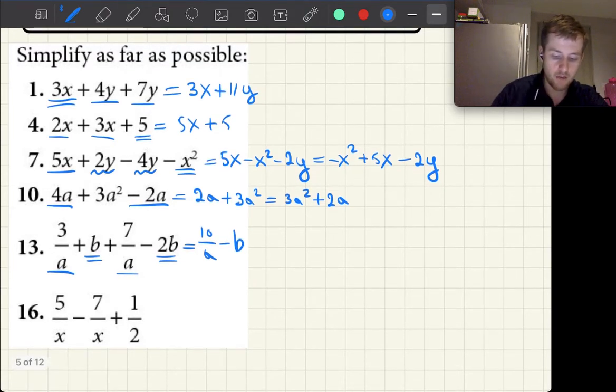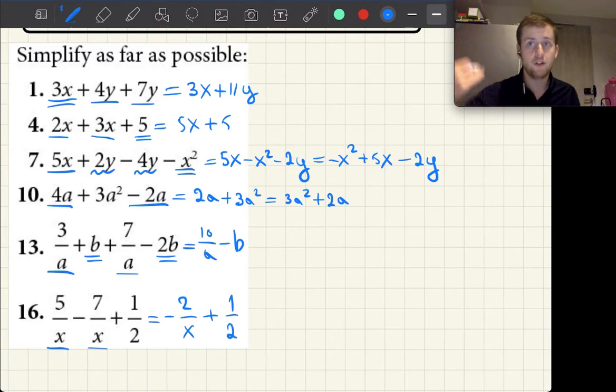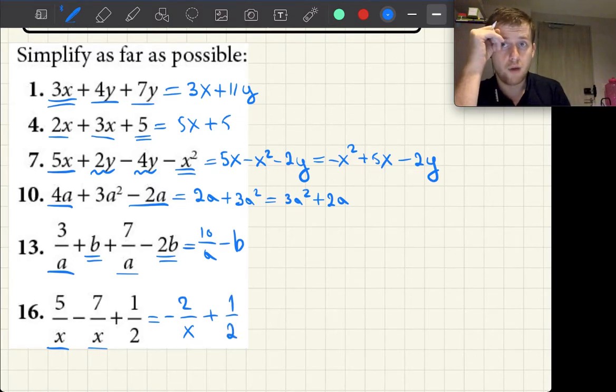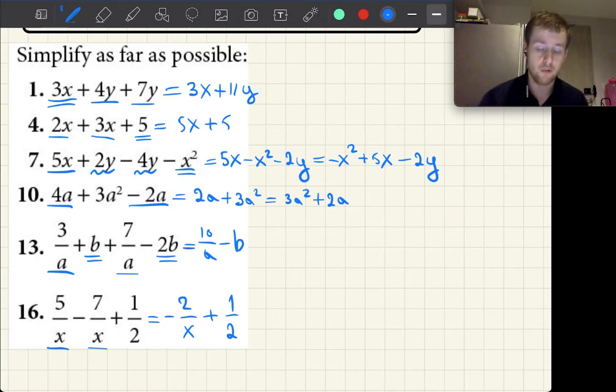And finally we have this example. So here we have two different entities. We have 5 over x and we have minus 7 over x. So let's do this. Actually, we're going to get minus 2 over x plus 1 over 2. We can actually simplify this further by finding the common denominator for them. This is a little bit different topic, but let's do it.